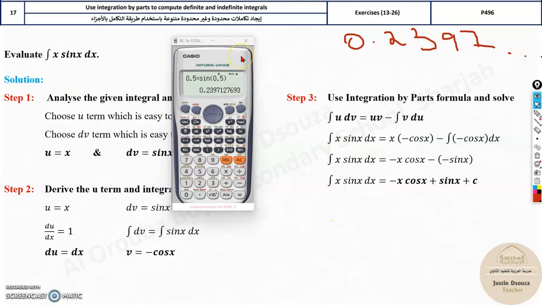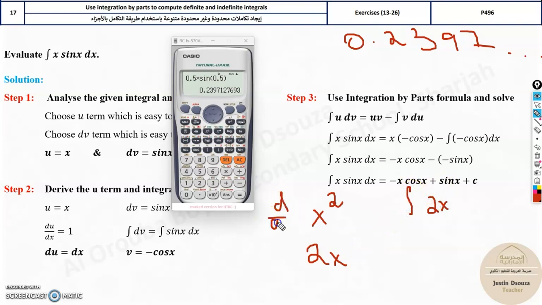Now we know the derivative of any answer. For example, I'll just give an example. It's better to write it and show it. Say you have x to the power 2. Derive this. What is the derivative of this? It'll be 2x.